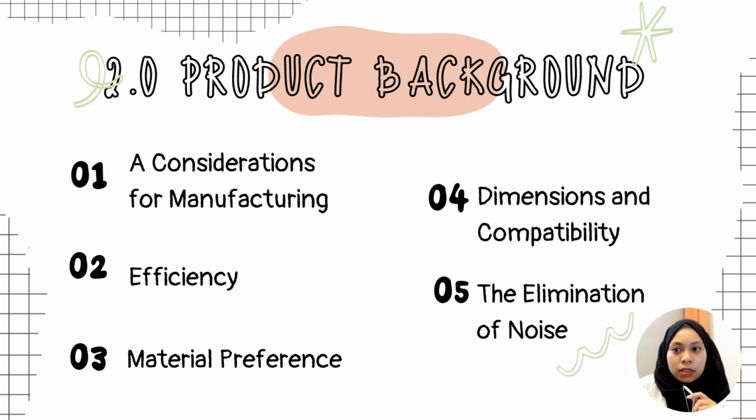The next one is material preference. So we prefer optimization of the design for optimal cooling while also ensuring endurance and dependability. Next, dimensions and compatibility. The dimensions of the fan must be designed to meet the individual CPU adapter and system requirements. The last one is the elimination of noise. To reduce noise generation, AutoCAD must be employed to create fan blades with optimized forms and angles.